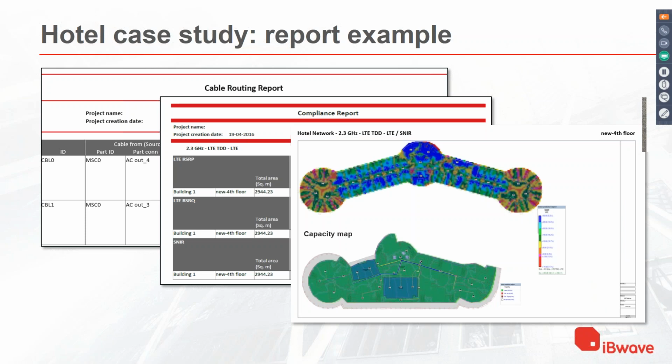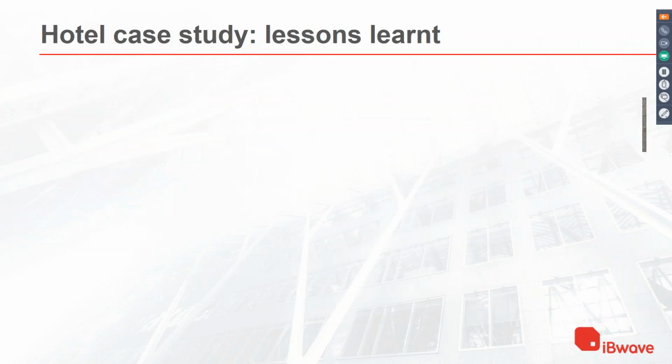There's a SINR output map. There's a capacity map as well. There's a CCI map for Wi-Fi, so co-channel interference. So a number of output maps. And so yeah, those are the highlights. So here are some of the lessons learned from that case study.